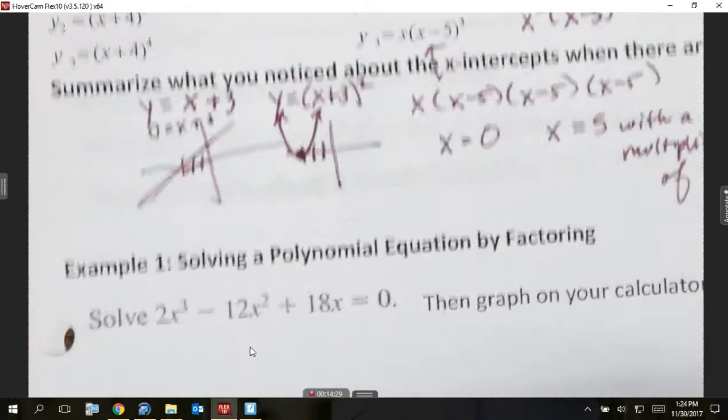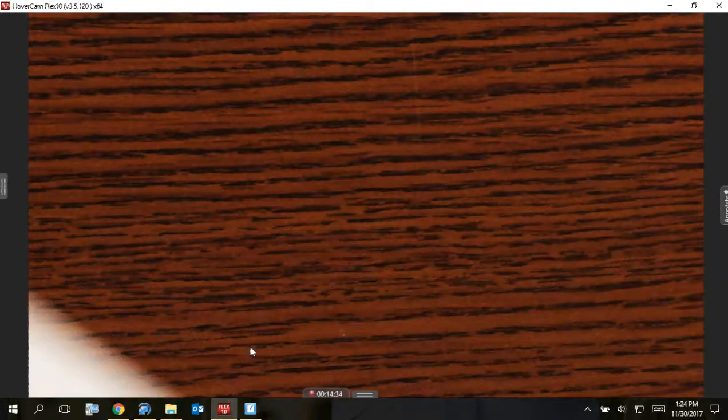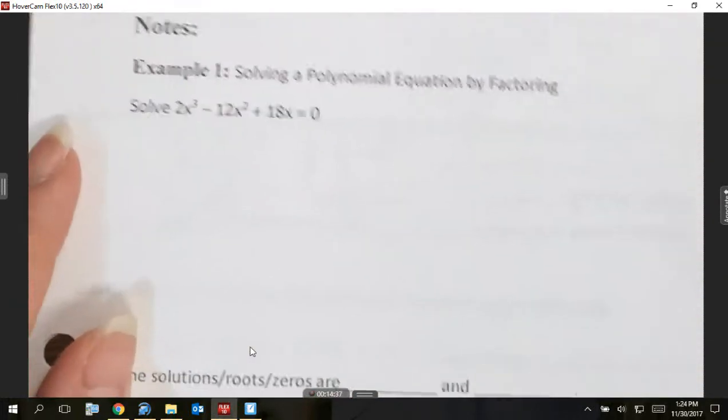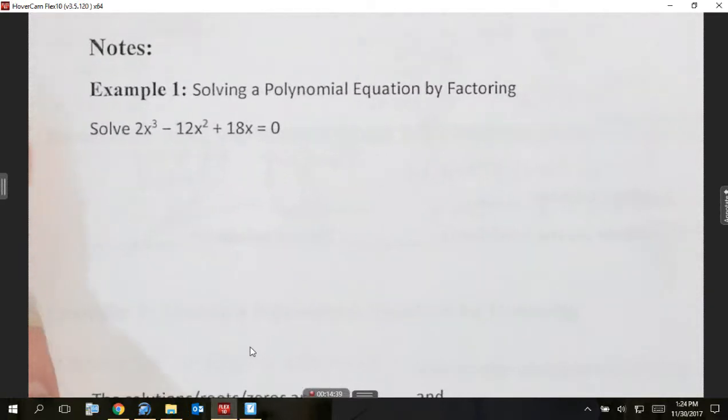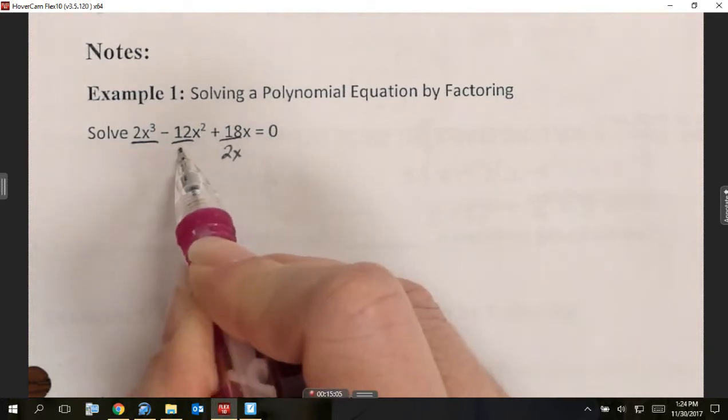Okay, if you go now back to the front page. My notes are so organized today. We're going to look at example 1. We're going to do this together. It says solve this equation by factoring, which is what we've been doing the past few days. We've gone over factoring a few times. How do you solve by factoring? What's our first step? GCF. Is there a GCF? Yeah. What is it? 2x. So we're going to factor out that GCF.